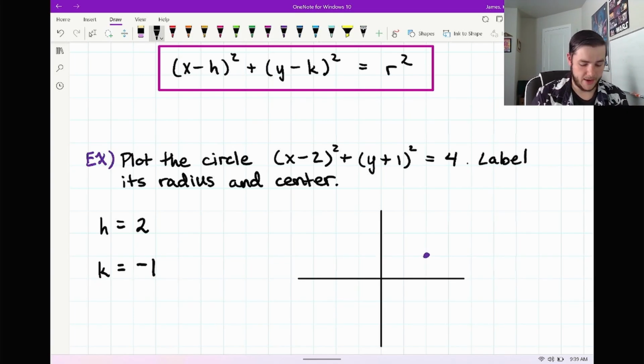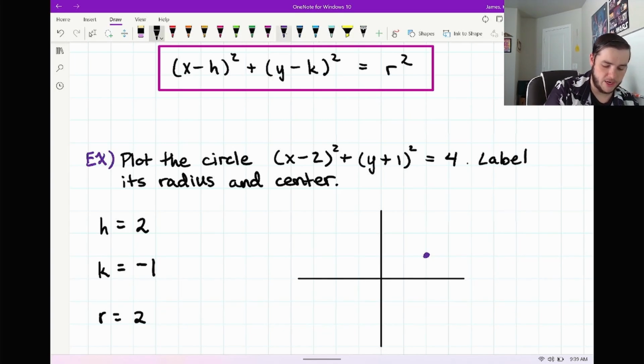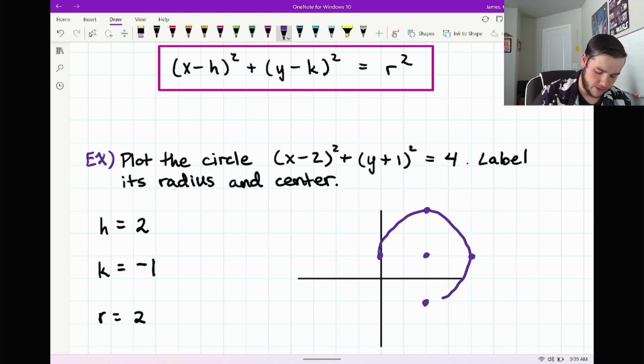Similarly, the radius is, notice, squared in the formula. So the square root of the right-hand side, or 2, is going to be the actual radius. And I like to move 2 up, 2 to the right, 2 below, and 2 to the left to help me plot my circle. And get ready for one of the worst circles you've ever seen. There we go. That is the plot of a circle given by that equation.